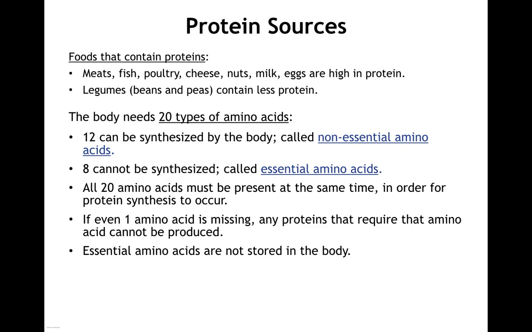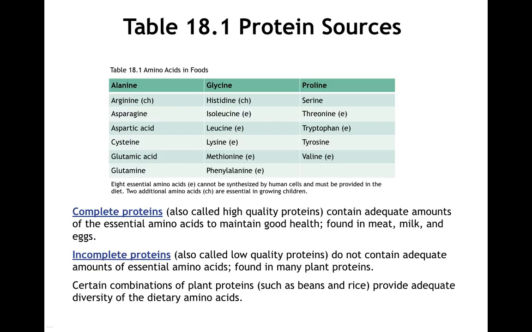The body needs the 20 common amino acids. 12 of those can be synthesized by the body, so they are called non-essential amino acids. 8 of them can't be synthesized, so they are called essential amino acids. All 20 of them have to be present. You don't start making a protein unless all the amino acids necessary to make it are present in the cell and ready to be used. And essential amino acids are not stored in the body.